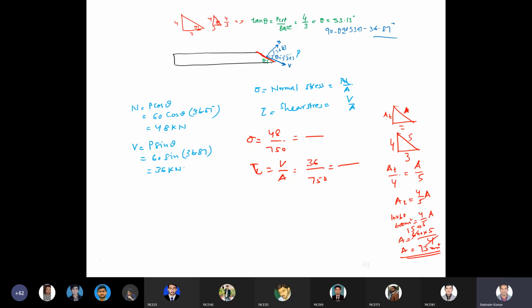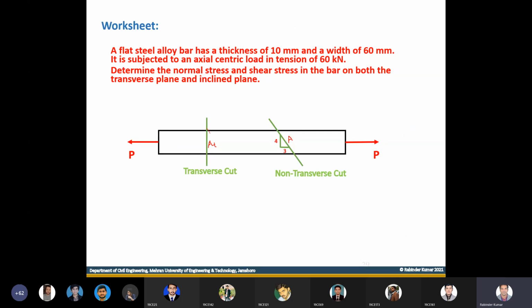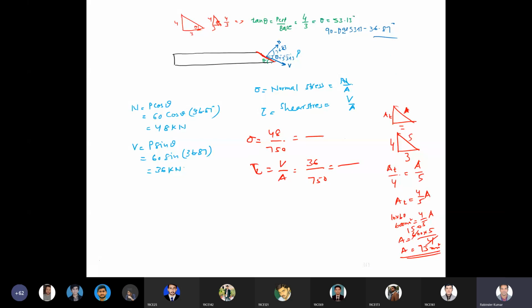Okay, my point here, just to make you understand, is: जिस plane पे you need to find the stress, उस plane का area use करेंगे. It's not like that the area is given to us in the statement, हम वही area use करें, because this area is for this transverse cut, not for non-transverse. Okay, so we need to find the relationship.